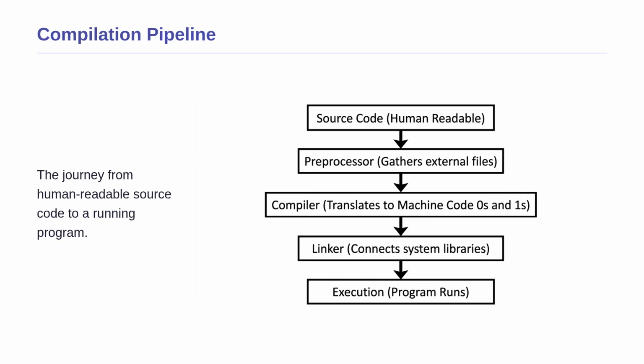This flowchart visually represents the journey your code takes from the moment you finish typing to the moment the program actually runs. At the top, we start with your human-readable source code. It flows down into the preprocessor, which gathers any external files you requested. Next, it moves to the compiler, which translates your text into machine code made of zeros and ones. Then, the linker connects your code with built-in system libraries. Finally, we reach execution, where the program runs. Understanding this pipeline helps you figure out exactly where an error is coming from.